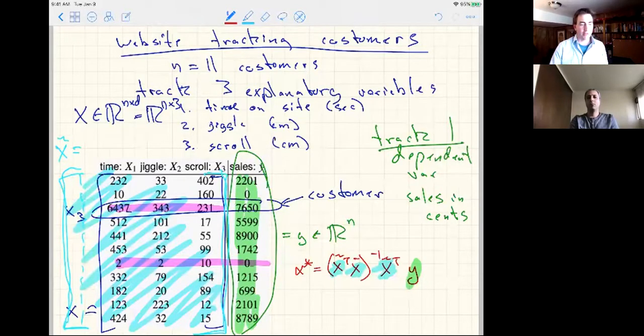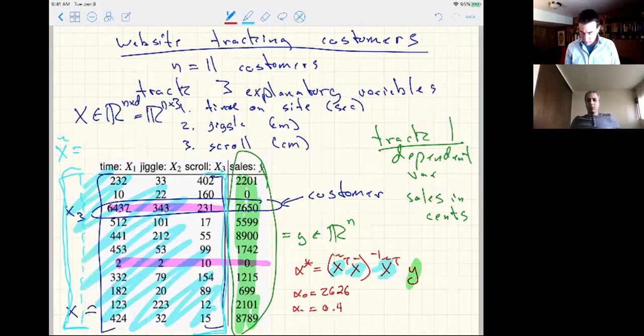Okay, and if I actually solve for that, the output is going to be something like alpha zero is going to be equal to, that's pretty good, 26. So once I get them on my site, I'm going to, in expectation, earn about $26, maybe, is the interpretation of this. So alpha 1 is going to be equal to 0.42. Let's say, just looking at this coefficient, that as the amount of time increases by a second, every second I make about 42 cents in expectation.